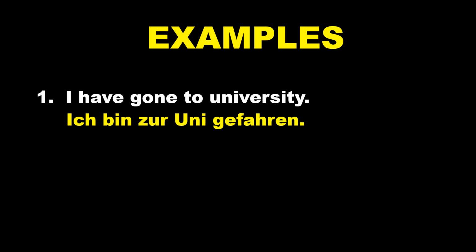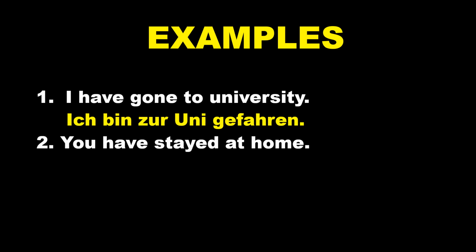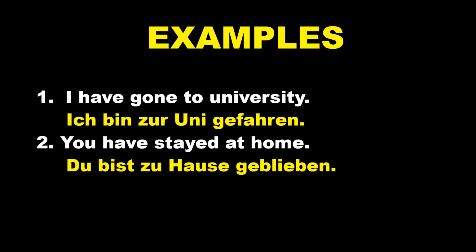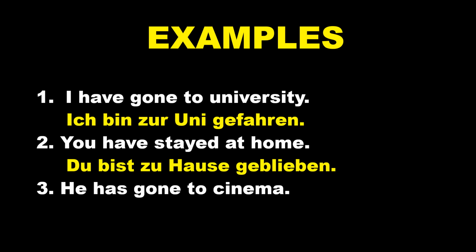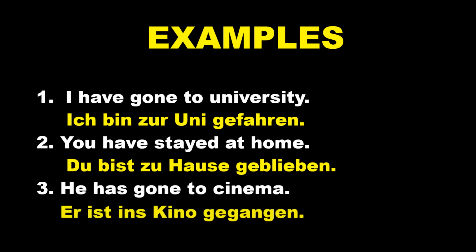Let's see the next example. You have stayed at home. The translation will be Du bist zu Hause geblieben. Geblieben, that is the exception word with the sein helping verb. In conjugated form, bist. Quite easy to understand. Let's see one more example. He has gone to the cinema. Er ist ins Kino gegangen.